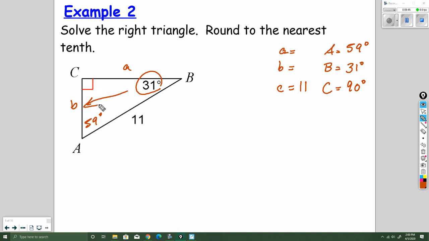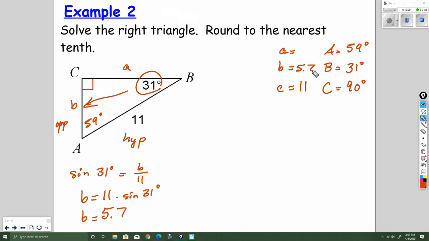Okay, b is opposite of angle B. So we have the opposite side here, and then of course this is the hypotenuse. Let me just mark that down so you can see that. All right, opposite over hypotenuse refers to sine. So sine of 31 degrees equals b on 11. Now to solve for side b, we just multiply by 11. So b equals 11 times sine of 31 degrees. If we type that into the calculator, we get approximately 5.7.